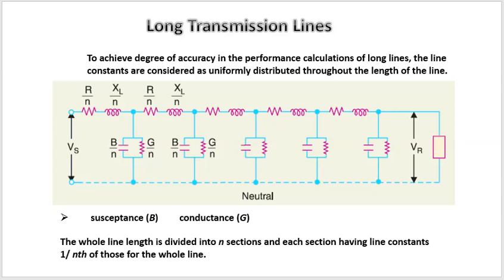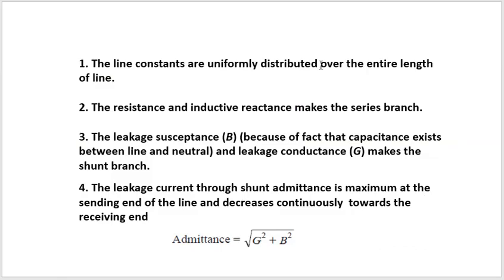Next, these are the important points you have to remember while studying and understanding the long transmission line. The line constants are uniformly distributed over the entire length of the line. It means that the resistance, inductance and the capacitance are uniformly distributed over the entire length of the line.